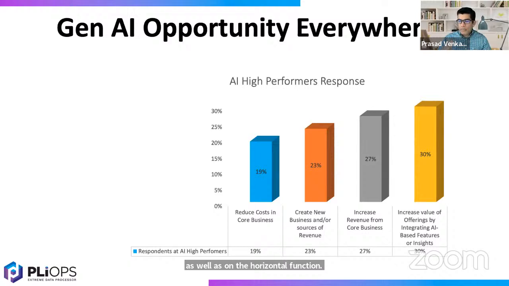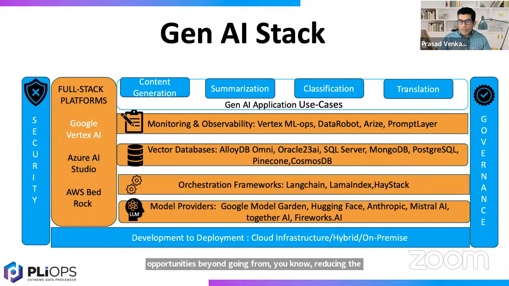This is a report from a survey of ITDMs, IT decision makers. What are their objectives for implementing generative AI in their enterprise? 90% of the IT executives said they're investing in this to reduce cost. 27% said they're going to increase the revenue in their core business. And 23 to 30% said they're looking at expanding revenue opportunities, going from reducing cost to new lines of revenue and increasing the value of their offerings. So that's a significant uptake.